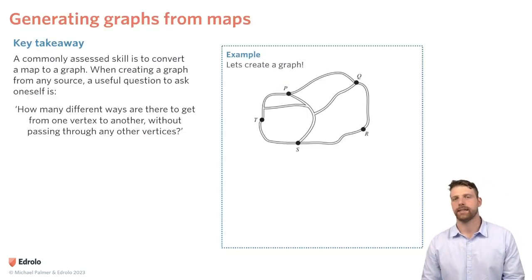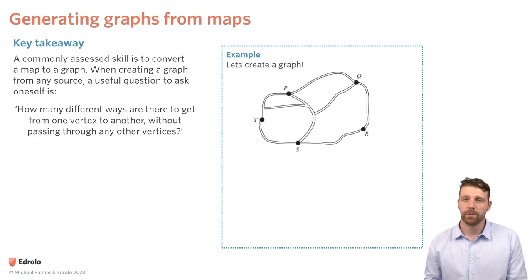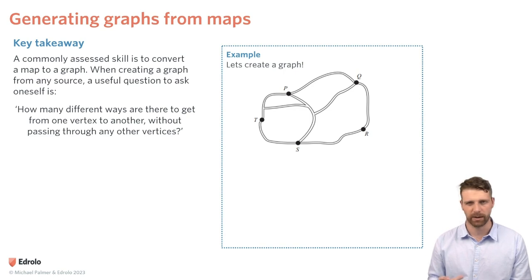On to our last KU, generating graphs from maps. A commonly assessed skill with VCAA papers is to convert a map to a graph. So we have this picture here that's not a perfect network, and maybe get it into a matrix form or get it into a network graph form.